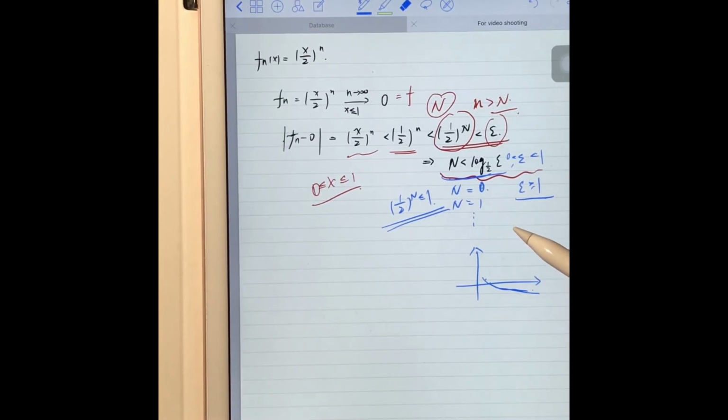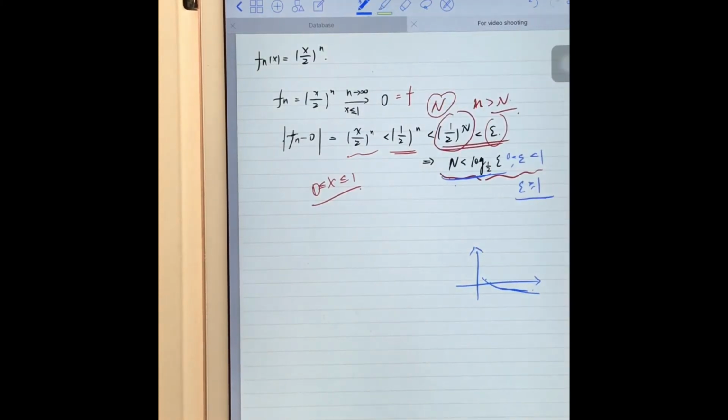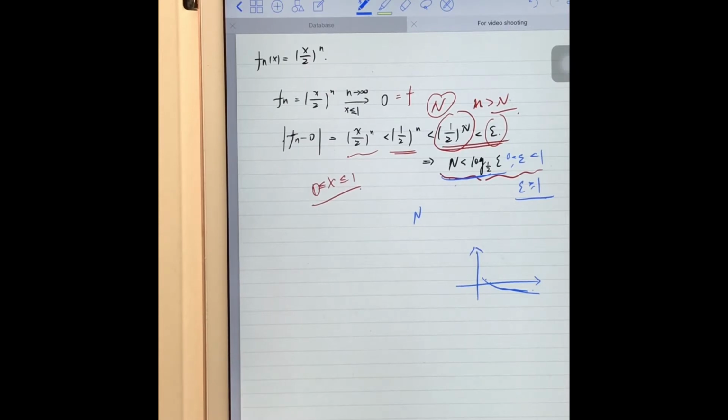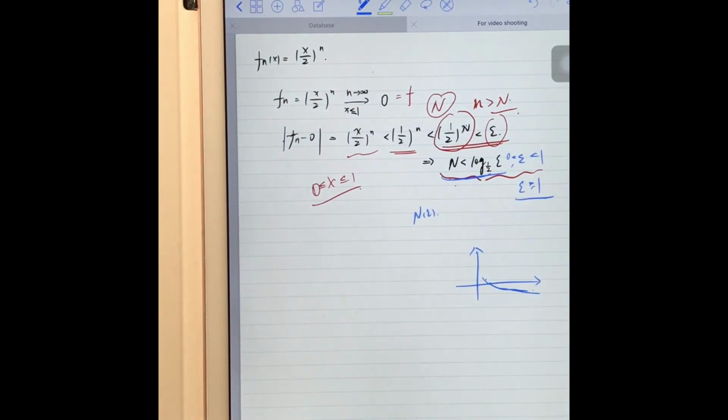Right, so we actually find a natural number n, or a function n dependent on epsilon, right? So we can show that fn, the sequence of functions fn(x), is uniformly convergent.